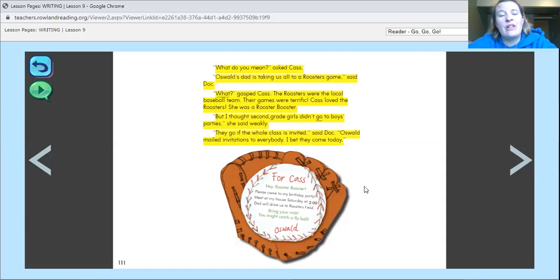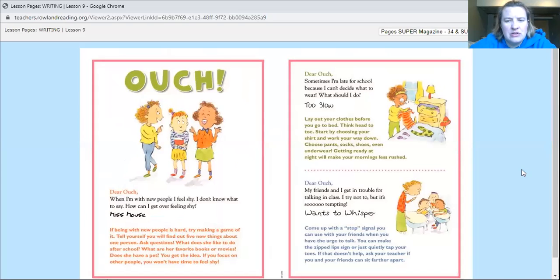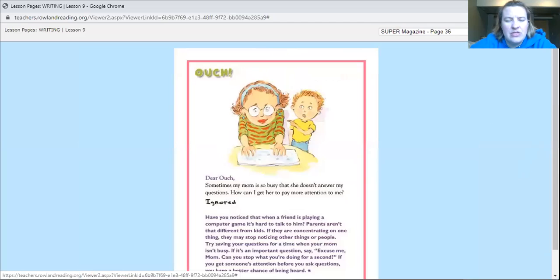Wow, what a fun birthday party that sounds like. And in fact, the whole class was invited. Now remember, Anna isn't part of their class, so she may not understand all of this. Well, we'll find out tomorrow what happens with our friends, the Super Kids. All right, so do you have your magazine ready? Let's see what we can find with that today. So we are reading pages 34 and 35. We're reading Ouch. So our Ouch stories for today are 34, 35, and 36.